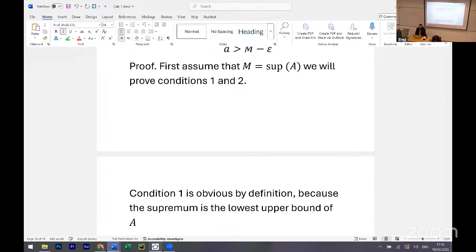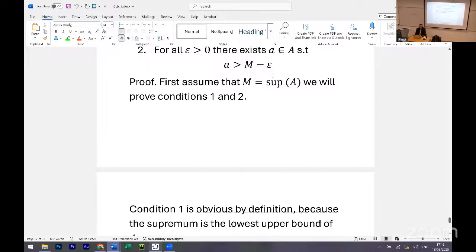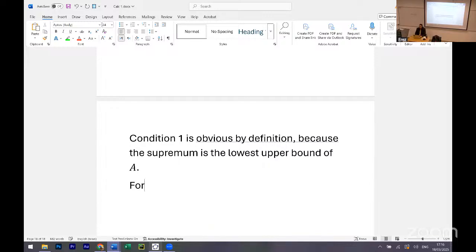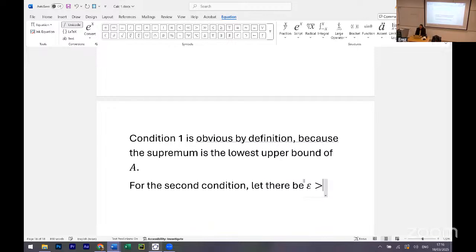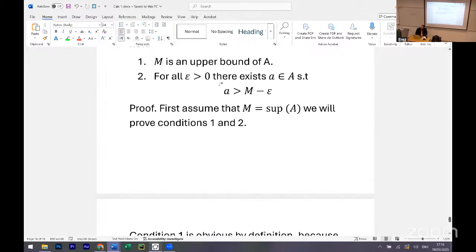Next, I need to prove that for all positive epsilon, for all distances, there exists such an A. I told you it before verbally. Now I will write it. For the second condition, let there be epsilon bigger than 0. In Hebrew, we say Yehi epsilon gadol me'efes. We assume that we are given an arbitrary positive value.